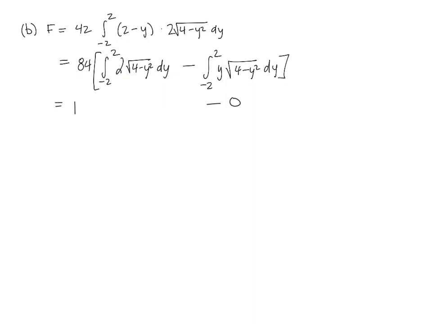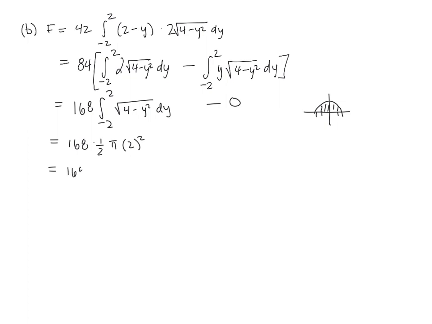Okay, this one we will have 168 times the integral from -2 to 2 of square root 4 minus y squared dy. And you still have to revert back to your semicircle picture. But this time, because the bounds go from -2 to 2, you don't have a quarter circle, you have a half of a circle. So we'll have 168 times a half pi times 2 squared, which is 168 times 2 pi, or 336 pi pounds.